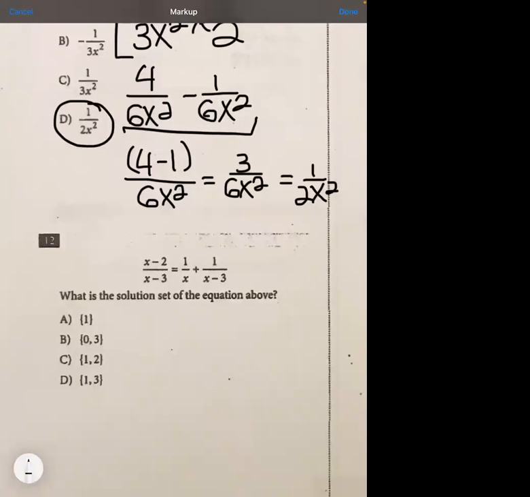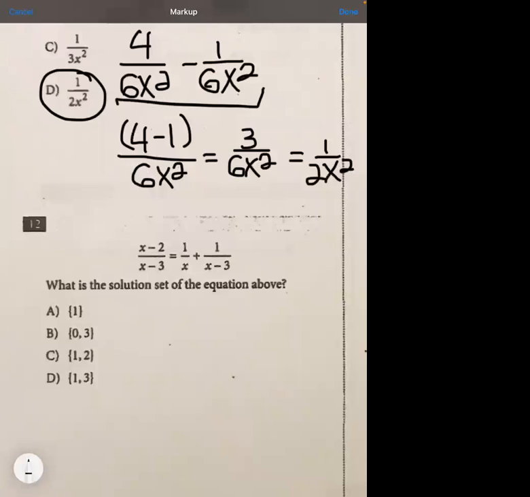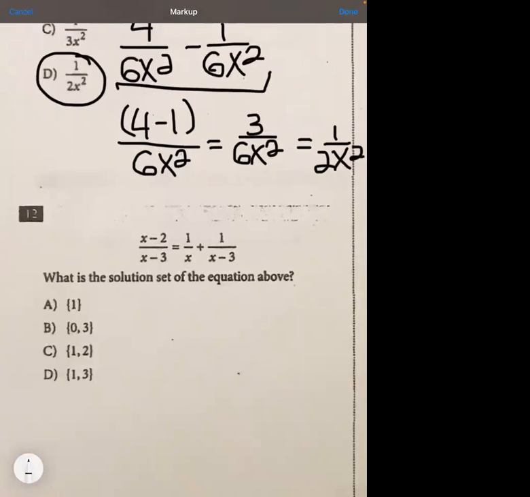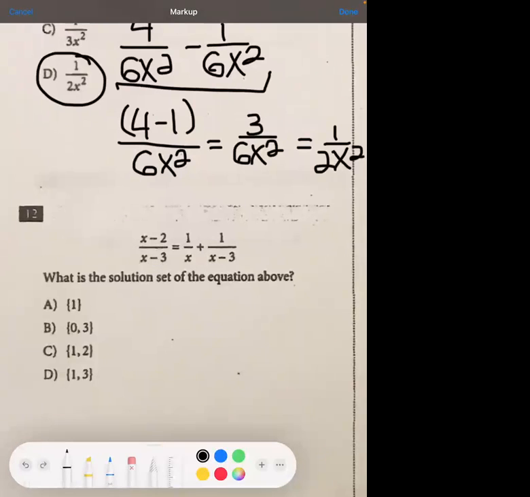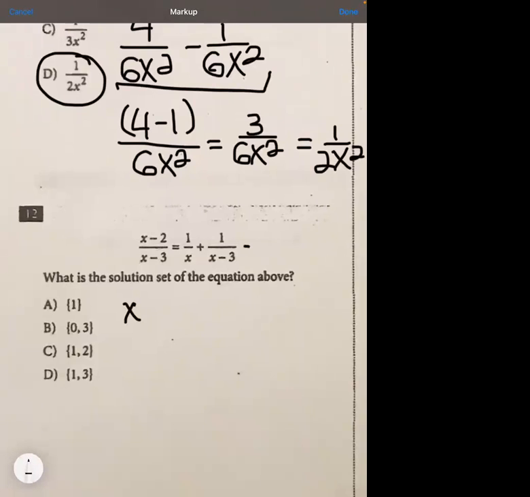So number 12 is solve for x again. All we need to do is bring the values of the same denominator to one side and cross multiply. In this case, we have the same denominators here, since both of the denominators are x minus 3. So in order to bring that to one side, we could subtract 1 over x minus 3 on both sides.